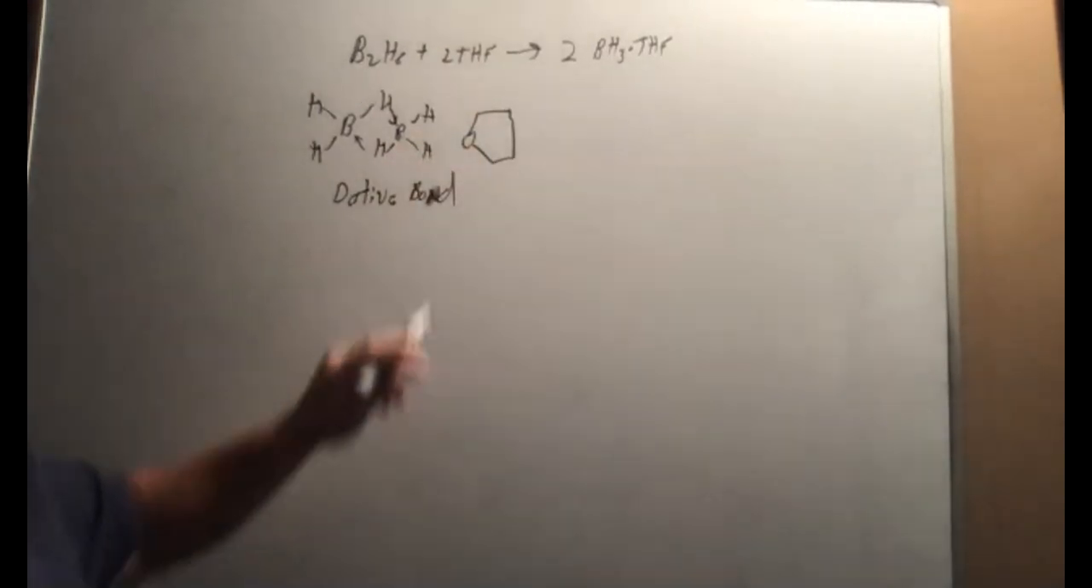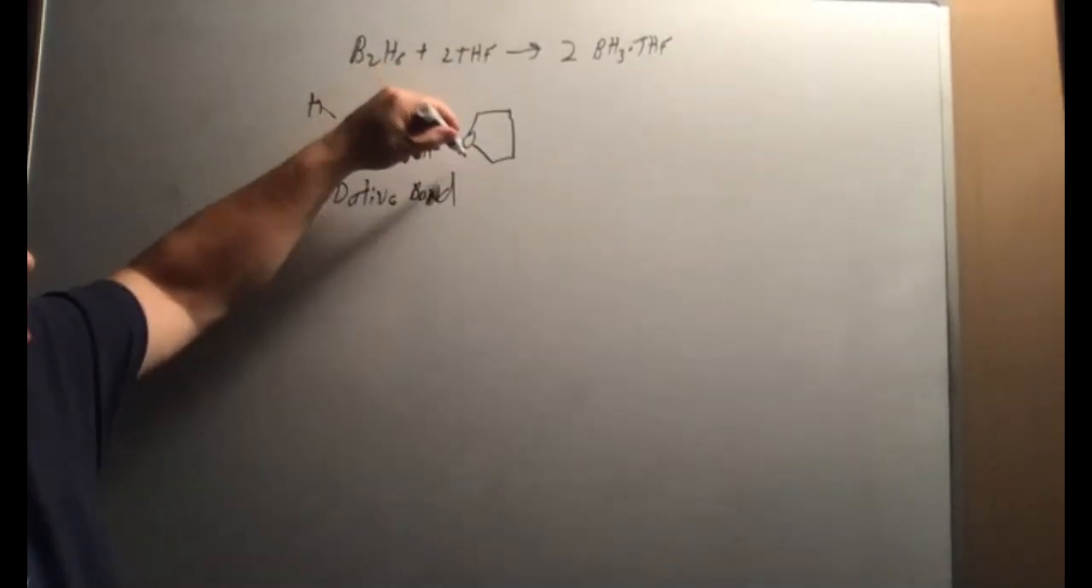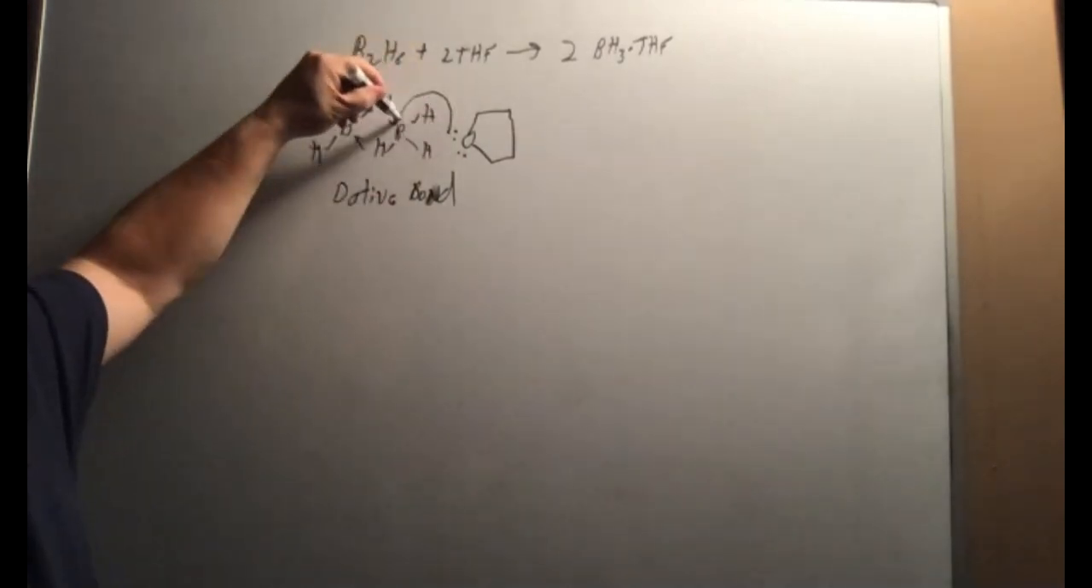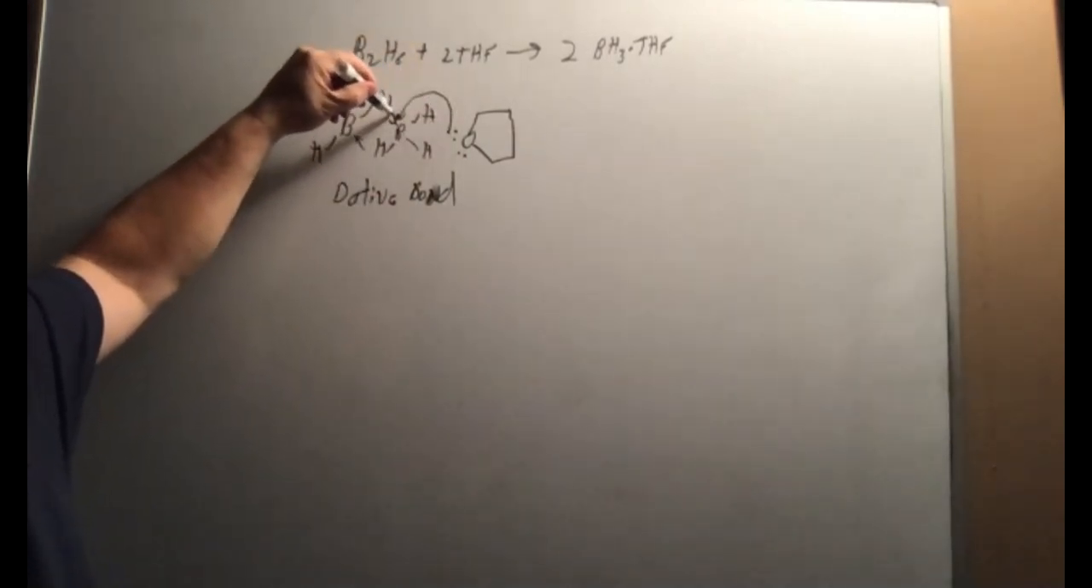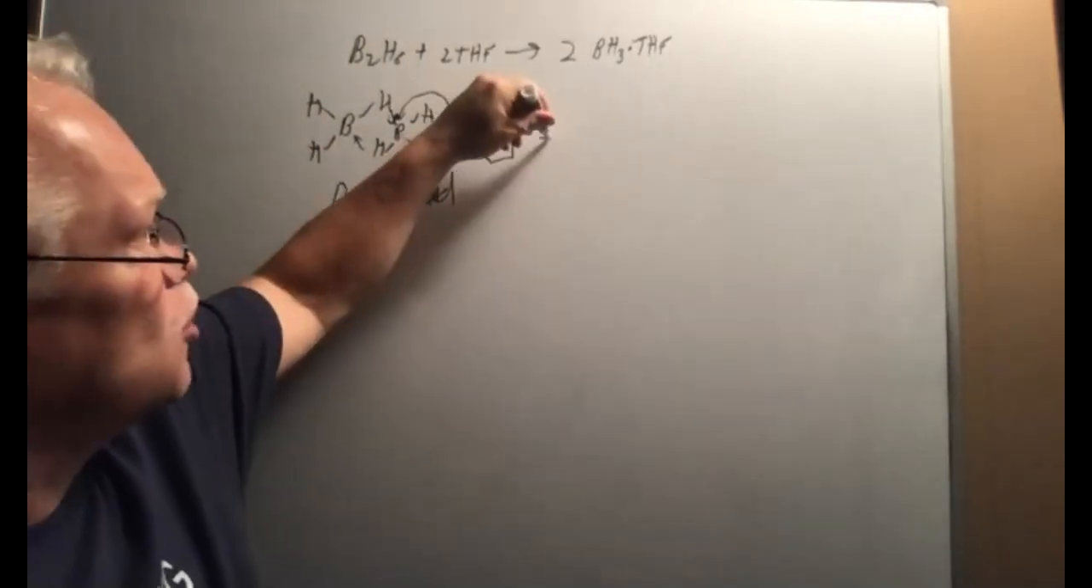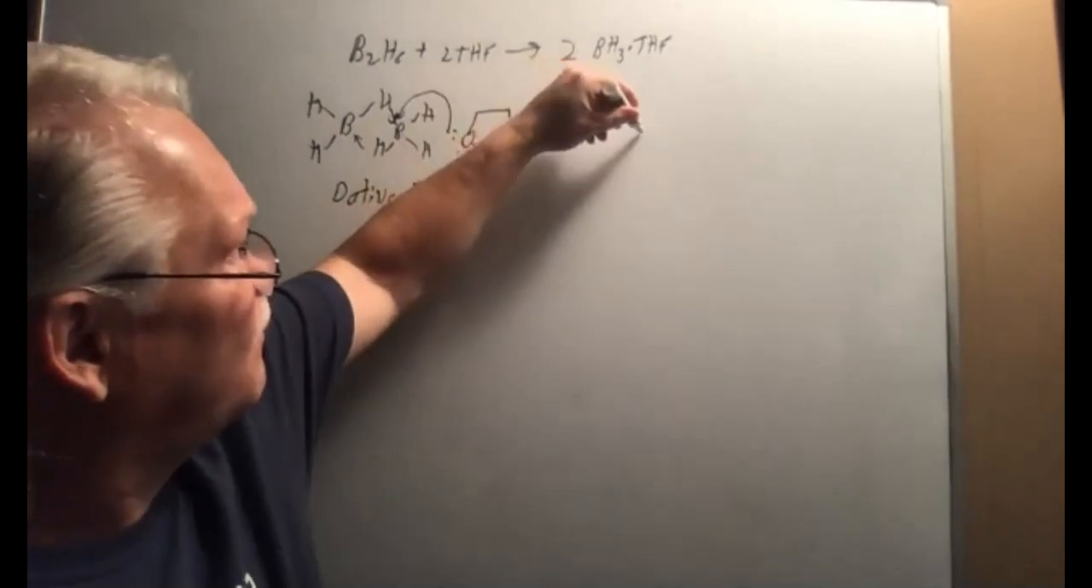Okay, it's a 5-membered ring with an oxygen here. And remember, this oxygen has lone pairs on here. What these oxygens do is they come in and replace that dative bond. Okay, so here's what the structure looks like whenever we get finished.